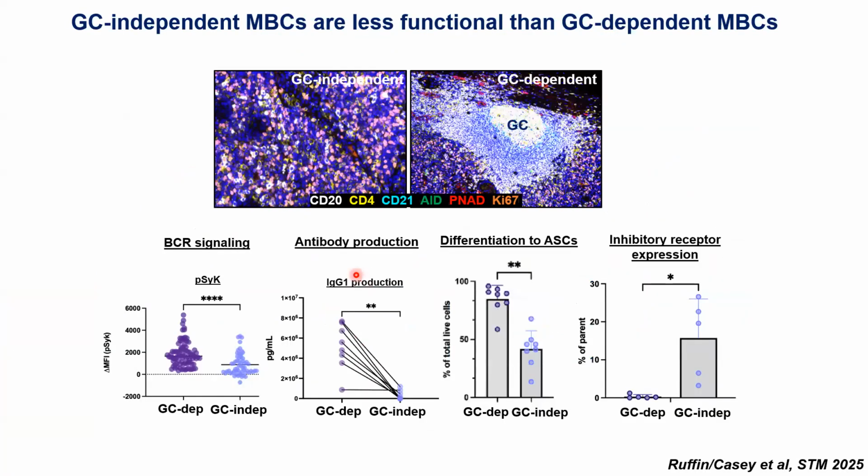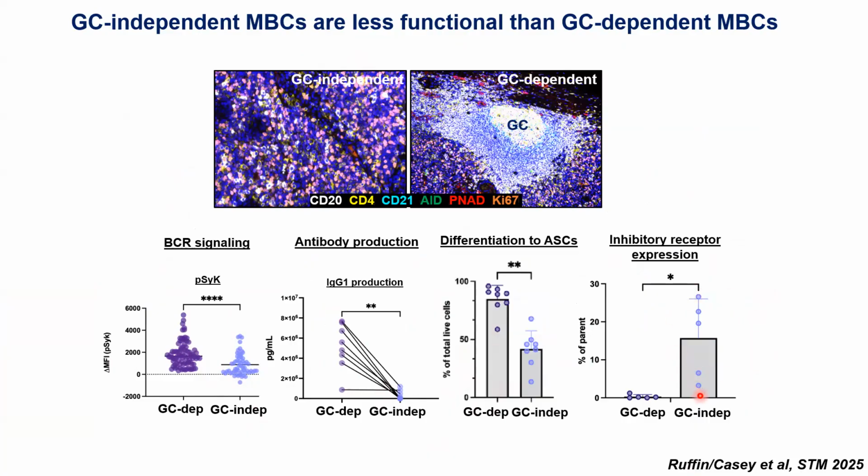And here are those data from a recent paper this past February that highlights when you have more of these germinal center independent responses, B cells signal less, they have less antibody production, they're unable to differentiate as well to a plasma cell, and they have increased B cell specific inhibitory receptors.